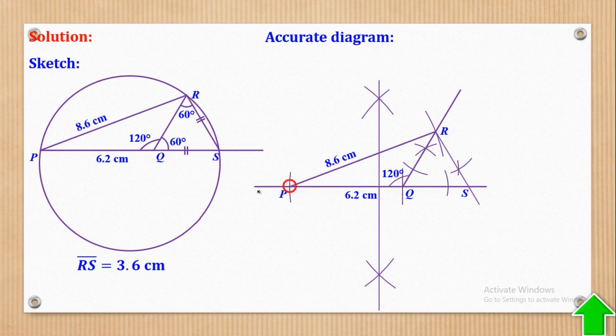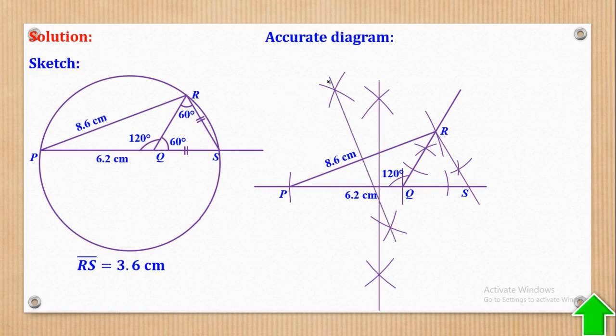Now next is to bisect side PR. So what I'll do, I'll put my compass needle here and draw two arcs, this side above and this side below. Then next, without changing the width, I'll put my compass needle here and draw two arcs also, this side and this side to intersect. So out of that, I'll look for these two points of intersection and I'll draw a line through those two points.